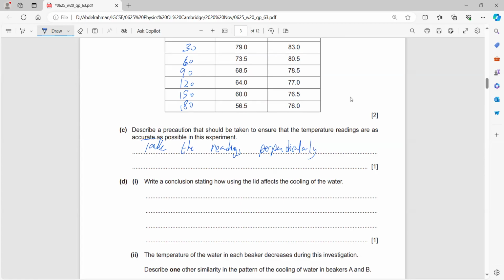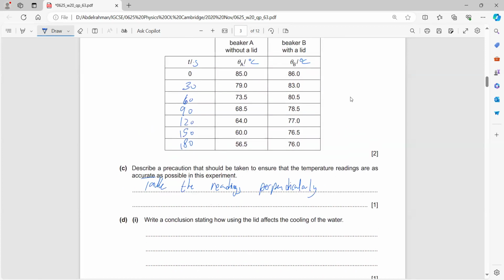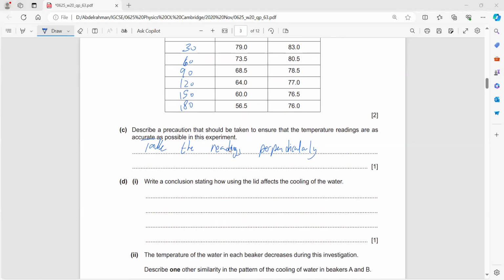Write a conclusion stating how using the lid affects the cooling of the water, with the lid and without the lid. The lid avoids the steam from going out. It decreases the cooling rate of the water. Again, I want to talk about the cooling rate of the water, so I have to say that it decreases.